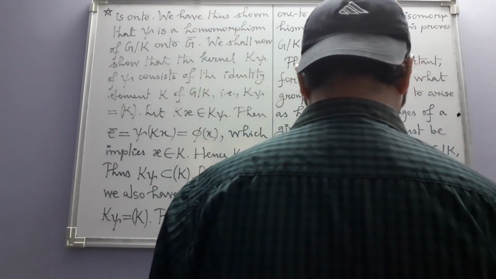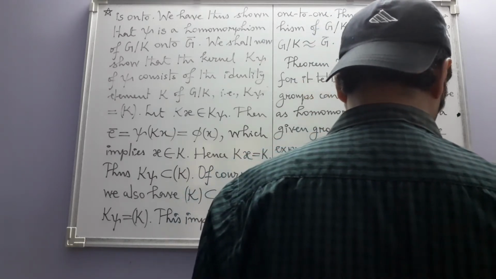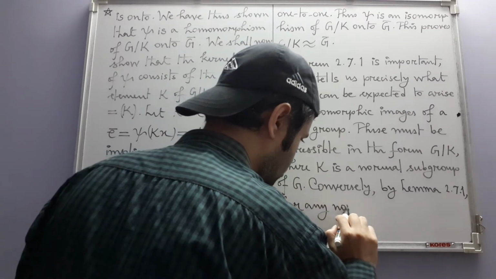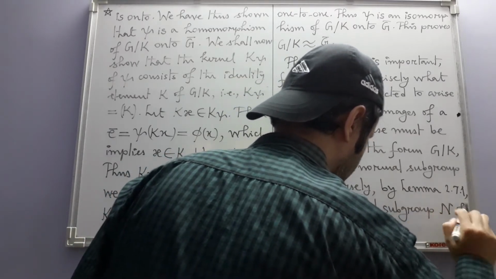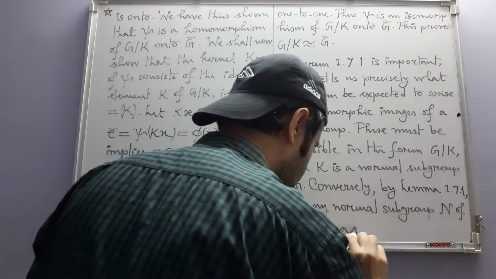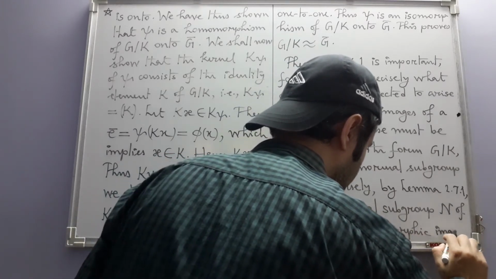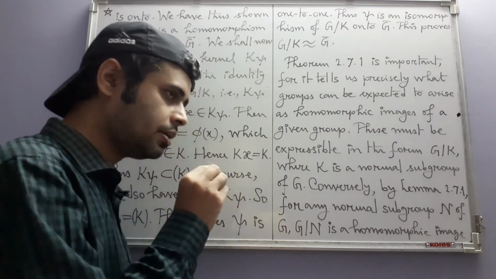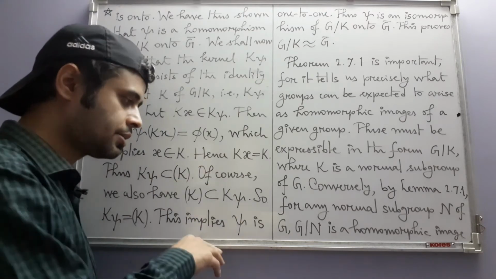Conversely, by lemma 271, for any normal subgroup N of G, the quotient group G by N is a homomorphic image of G, because we have proved that there is a homomorphism from G onto G by N, where every element in G is mapped onto the coset of N formed by that element. For example, x is mapped onto Nx.